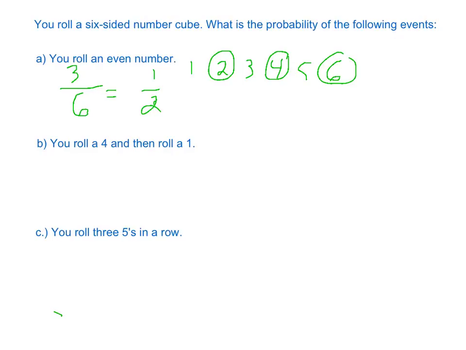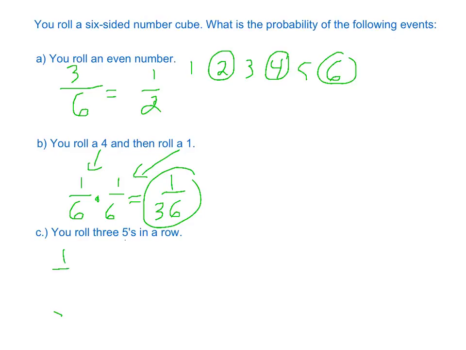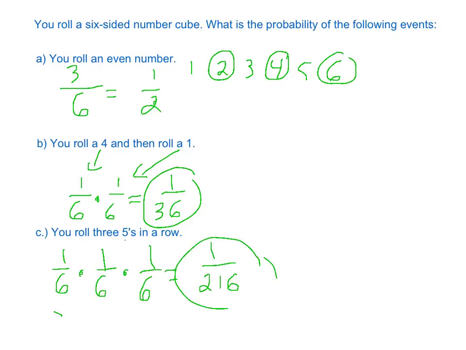Alright, let's say you roll a 4 and then you roll a 1. Your chances of getting the 4 are 1 out of 6. Your chances of getting the 1 are 1 out of 6. We multiply these together, and this gives you a 1 in 36 chance of getting a 4 and then a 1. If you roll 3 5s in a row, the chances of getting a 5 is 1 out of 6, and again 1 out of 6, and again 1 out of 6. So when you multiply this together, we get 1 out of 216.